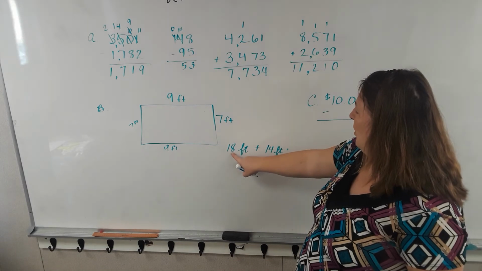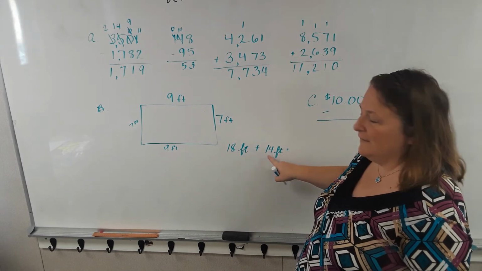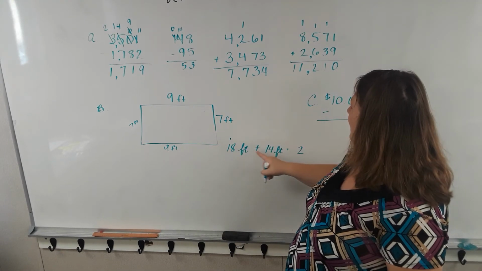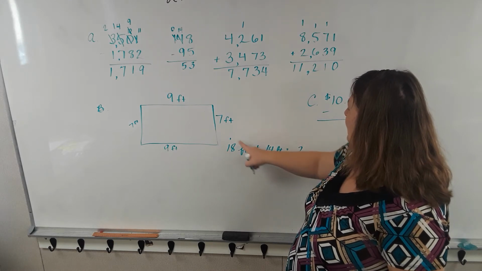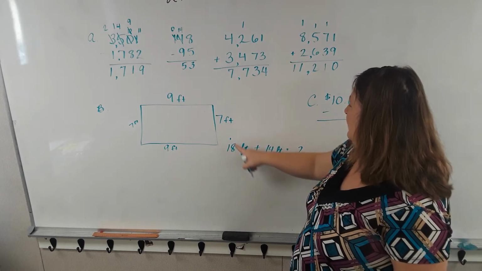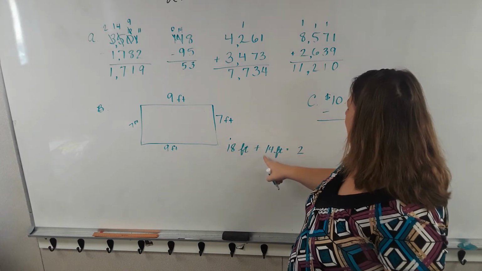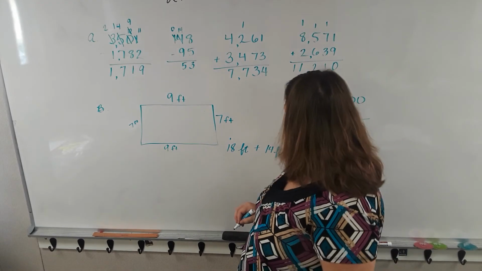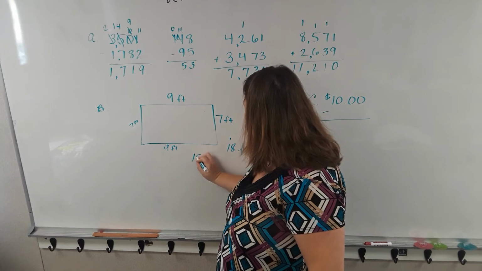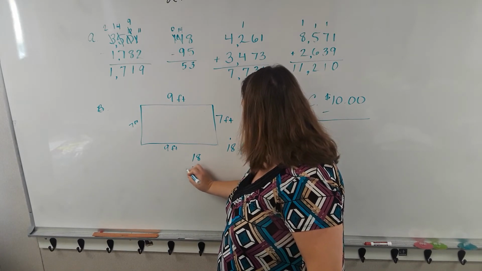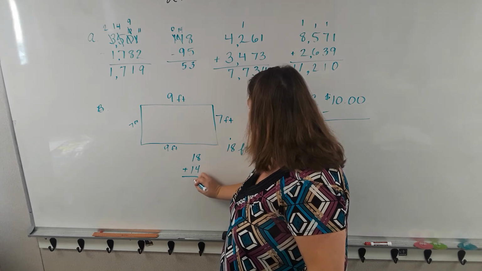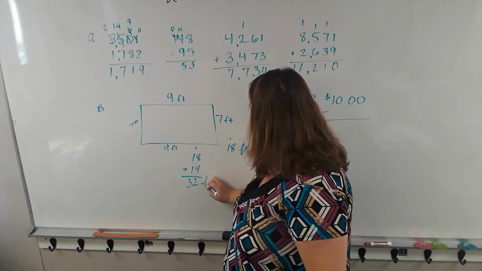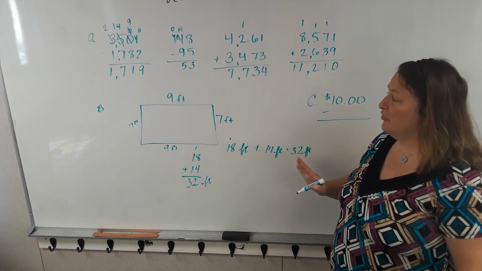And now we have to add the ones. 8 ones plus 4 ones is 12 ones. Carry the 1 over here. And now we have a 10, another 10, and this addition of a 10. So how many 10s do we have? 1, 2, 3. So that equals 32 feet. If you're unsure, you could always do it like this. 18 plus 14. 8 plus 4 is 12. 1, 1, and 1 equals 3. 32 feet. Because you want to be sure.